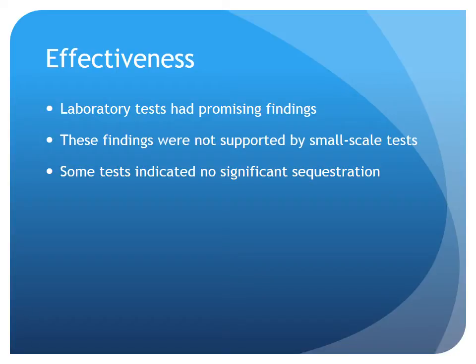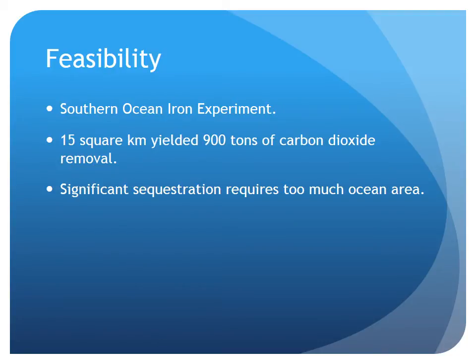Small-scale tests of iron fertilization have yielded results much lower than that, with some tests being uncertain if any significant amount of carbon was sequestered at all. This suggests that iron fertilization would need to be implemented on a very large scale to make a significant impact, something that we will address with the feasibility concern. To produce significant results, we will need to fertilize large areas of the ocean, and we would require massive amounts of iron.